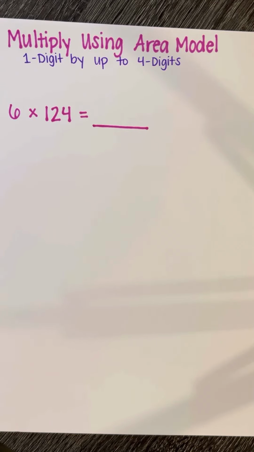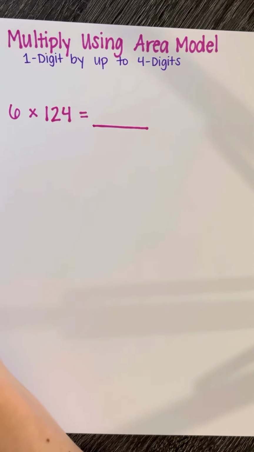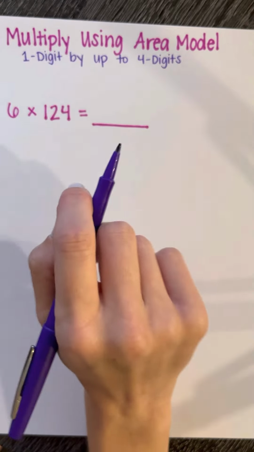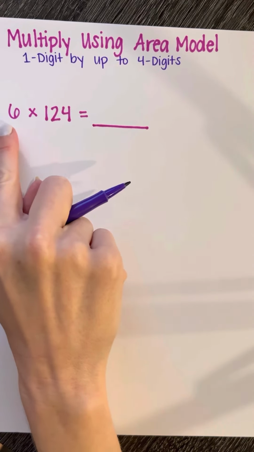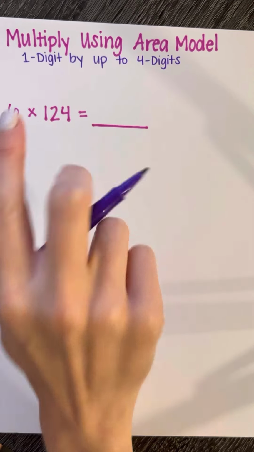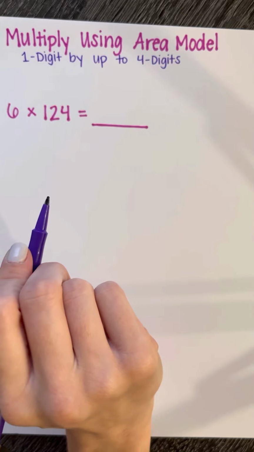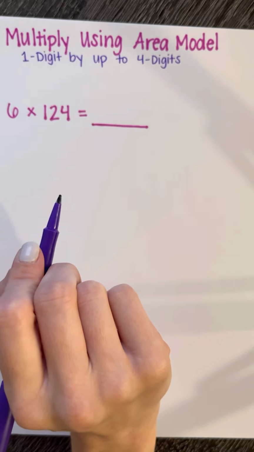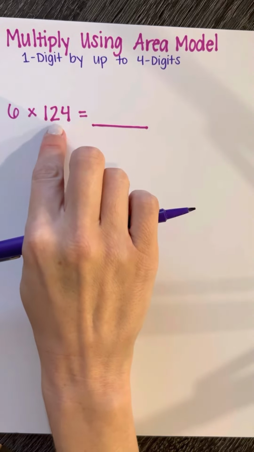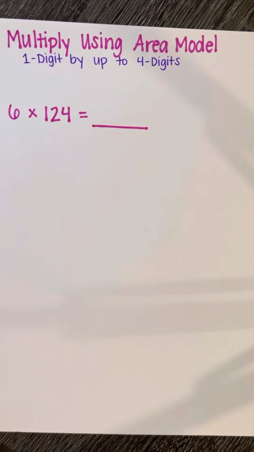Hi everybody, thank you for tuning in to this video where we will look at using area models to multiply one digit by up to 4-digit whole numbers. We're going to start off with an example of 6 times 124, and we're just going to break it down step by step. Keep in mind that when we are using area models, we're going to be looking at place values and the value of each digit in numbers, and we're going to break them down into our basic fact multiplication.